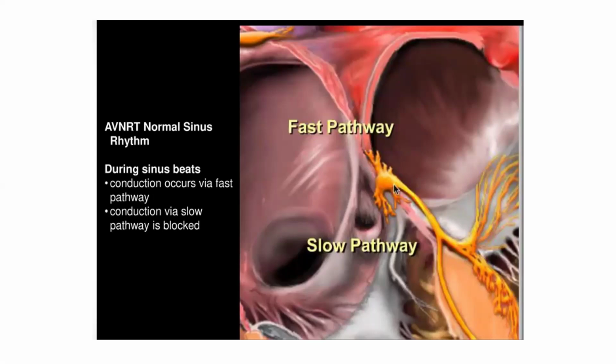But in the atypical form, the patient can have a slow pathway, in the sense that there is slow conduction retrogradely and slow conduction antegradely. So the RP interval will be longer because of the slow retrograde conduction back through to the atrium. So that is why an atypical AVNRT will give you a long RP interval.